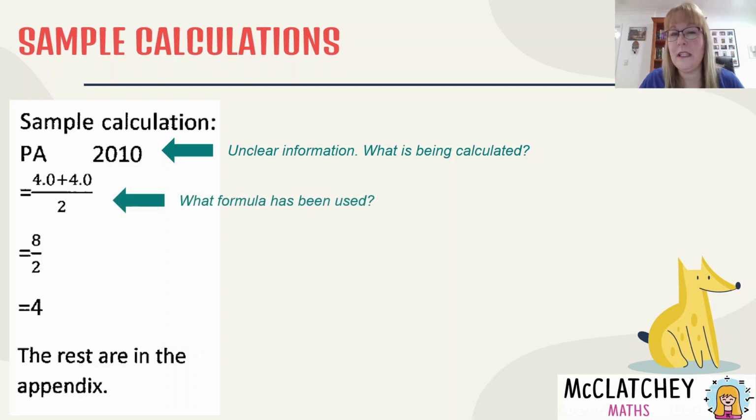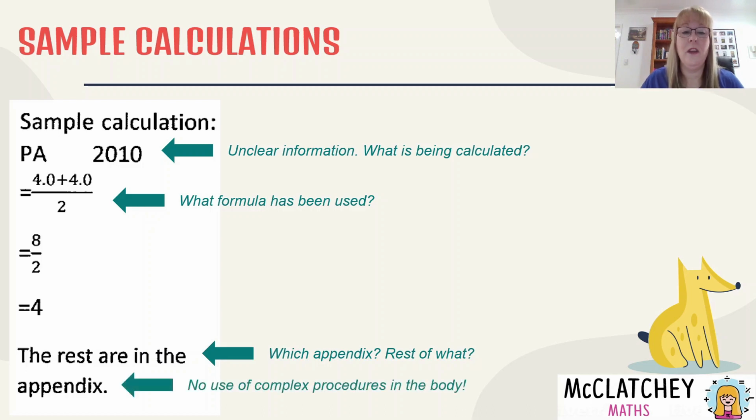Also, what on earth is being calculated? Is it an average? Is it a median? There's no formula that actually states what's being calculated. So you really need some information there. And also, the rest are in the appendix. The rest of what? Well, it just so happened that this student only calculated the mean of the 2 data points, but they also did a number of other calculations, median, mode, mean, standard deviation, and every one of those calculations was in the appendix as well. They actually need to provide a sample of every one of those different types of calculations.